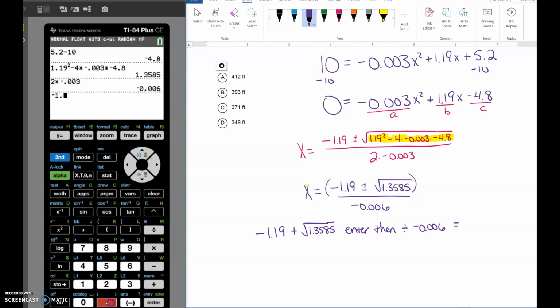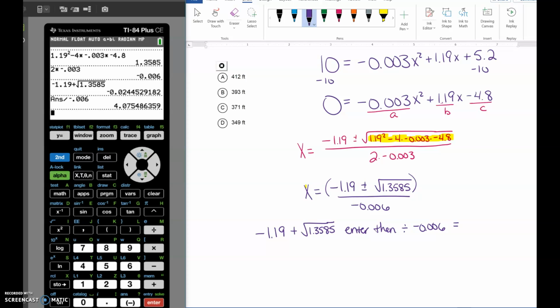Negative 1.19 plus the square root of 1.3585, hit enter or equals, leave that answer in there and immediately divide by negative 0.006. Our first answer is 4.08, rounded. Now, does that look like any of our answers? No. That's saying that the ball is going to be 10 feet high when it's 4.08 feet away from home plate.